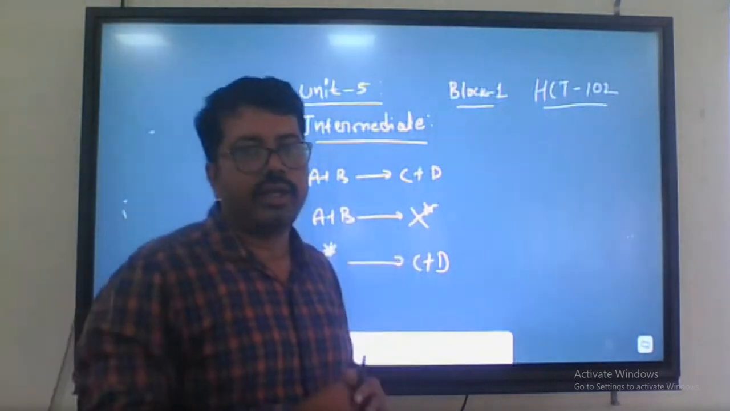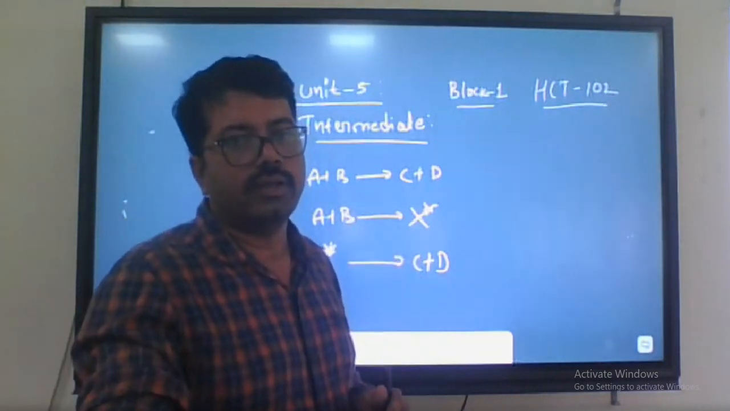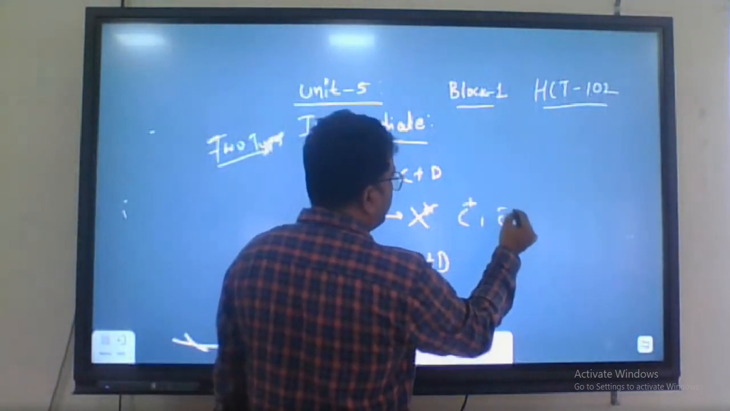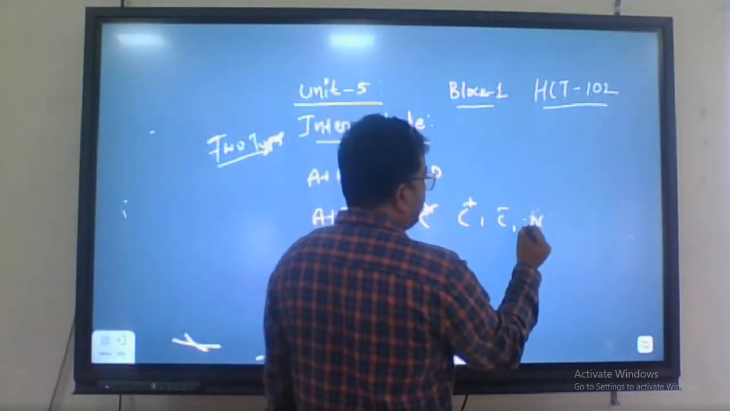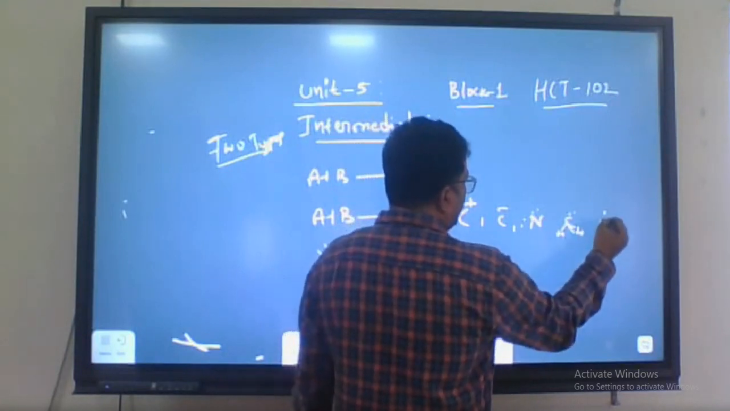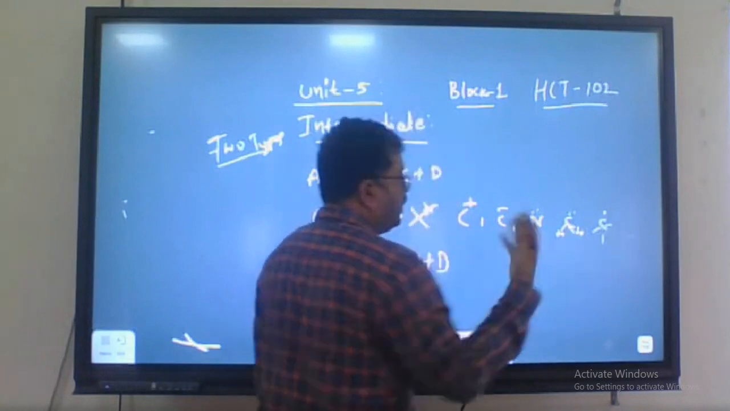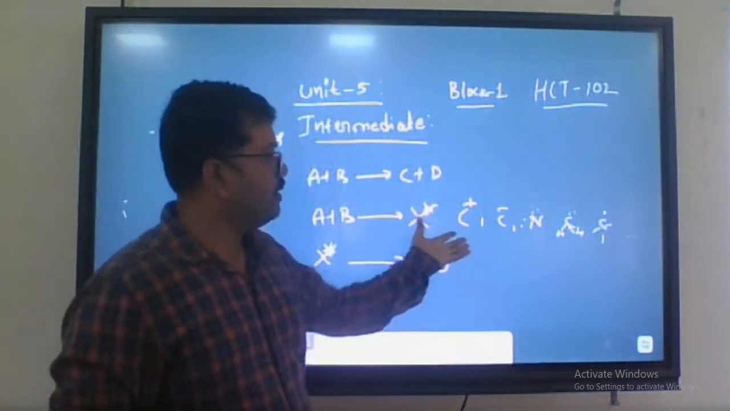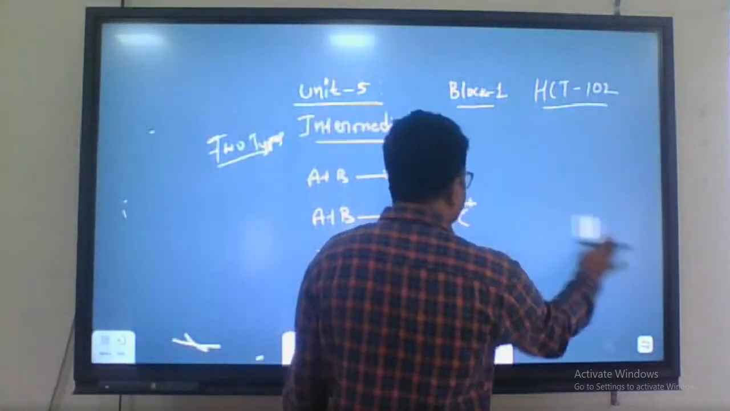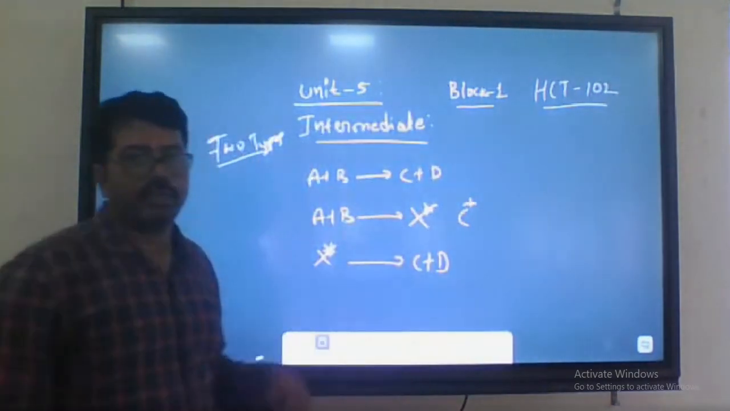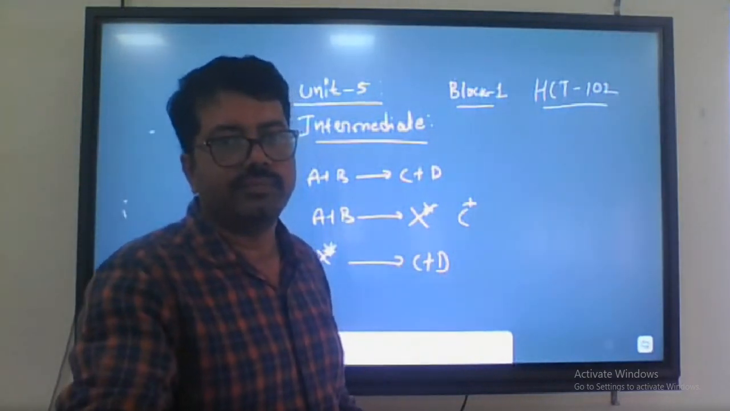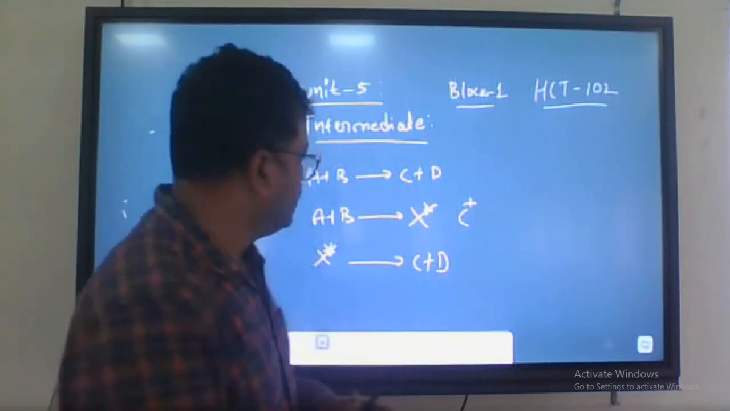What are intermediates? An intermediate may be a carbocation, carbanion, nitrene, or carbon radical. These are the intermediates. But in this class, we are going to study the carbocation intermediate.